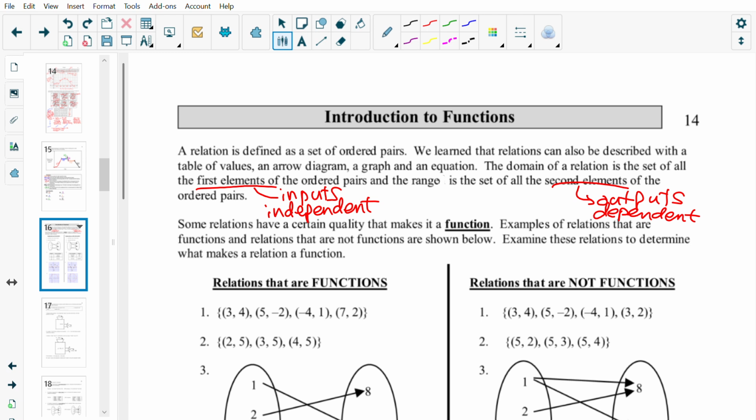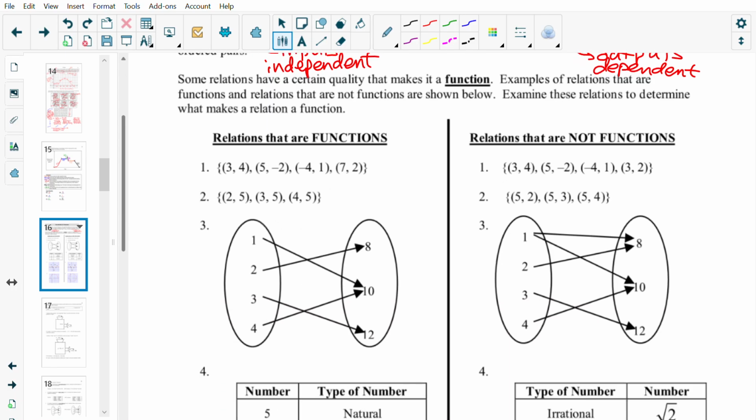It's a very specific mathematical definition of a function. Examples of relations that are functions and relations that are not functions are shown below. Examine these relations to determine what makes a relation a function. First, with a set of ordered pairs, relations that are functions on the left. I'm paying attention to the elements of the domain. The domain occurs in the first values of any ordered pair. I have 3, 5, -4, and 7.